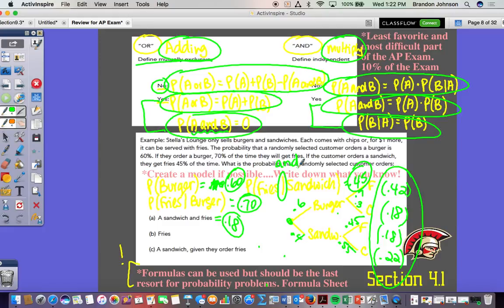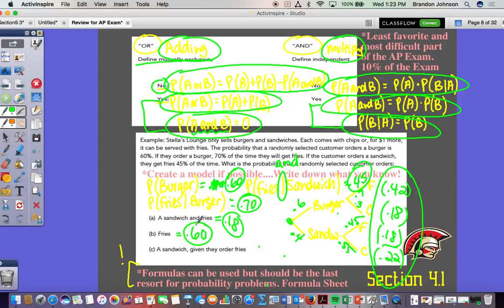Gotcha. So what's the probability of getting fries? 0.6, because look, right here we have sandwiches and fries. We have burgers and fries. So 0.42 plus 0.18 is 0.6. Good. So that would be 0.60 of just getting fries.